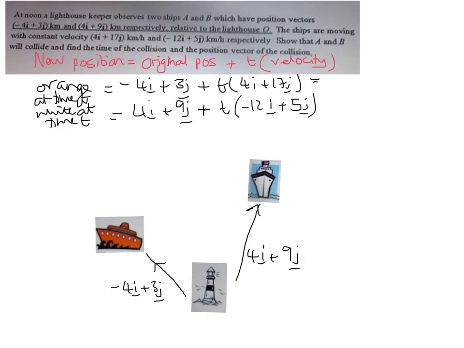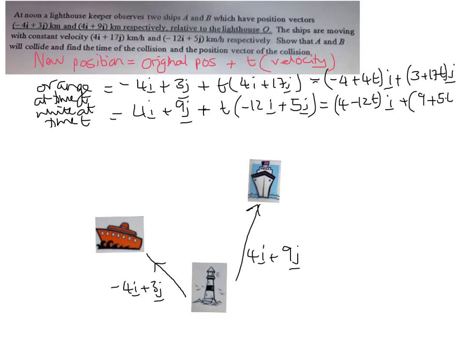You can write these in terms of their i and j components. How much i have we got? -4i plus 4ti. And how much j have we got? 3 plus 17tj. And for the white ship, we've got 4 minus 12ti. That's how far left and right. And 9 plus 5tj.